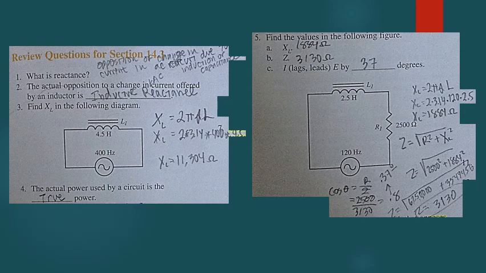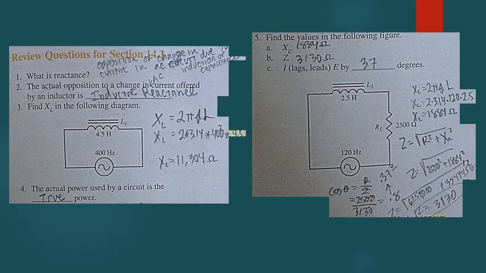Question 4, the actual power used by a circuit is the, fill in the blank, true power. Question 5, find the values in the following figure, where A is XL, B is Z or your impedance, and C is your current.